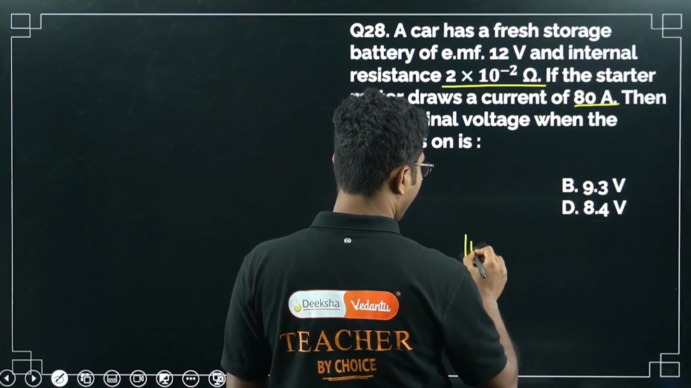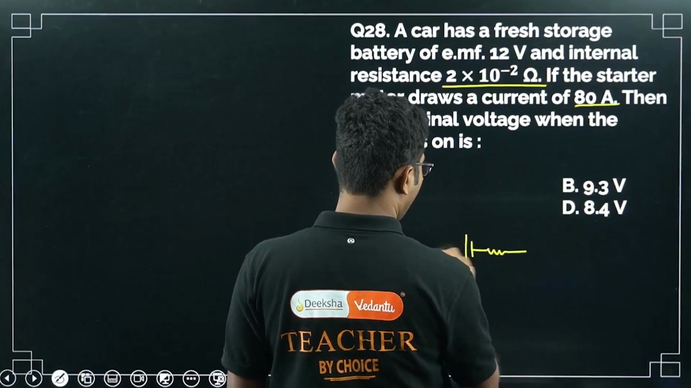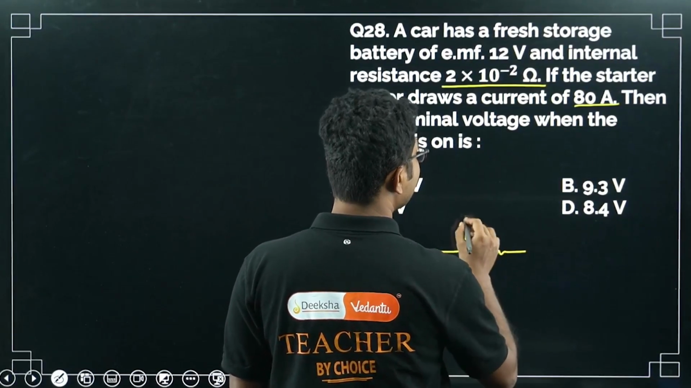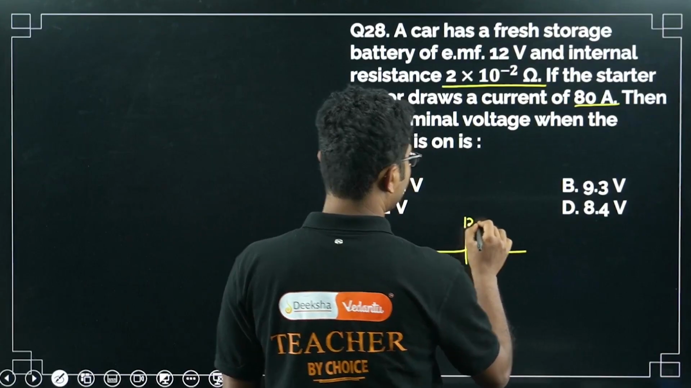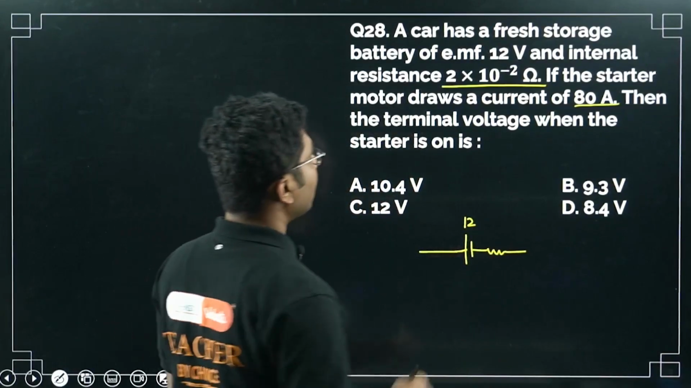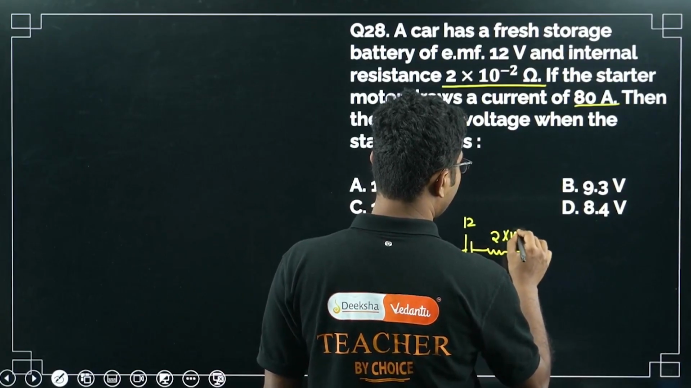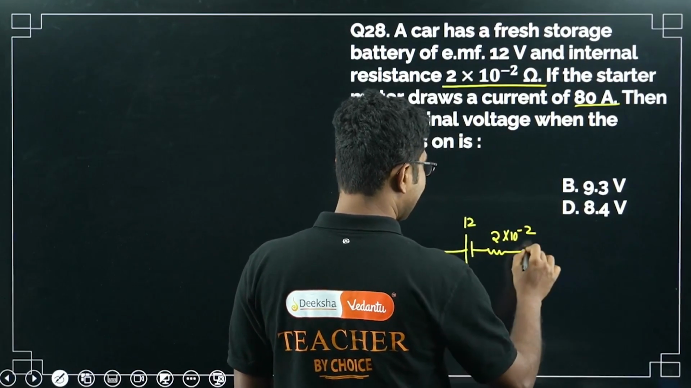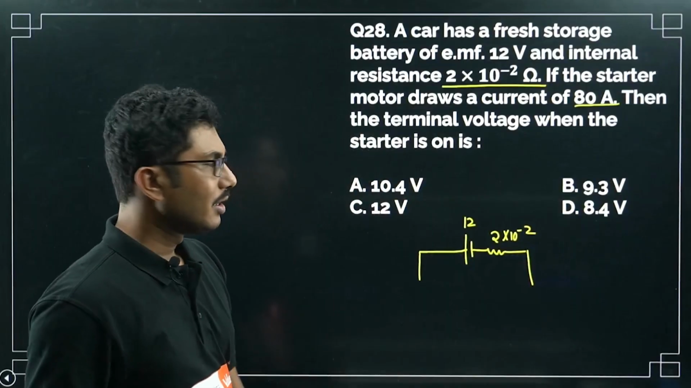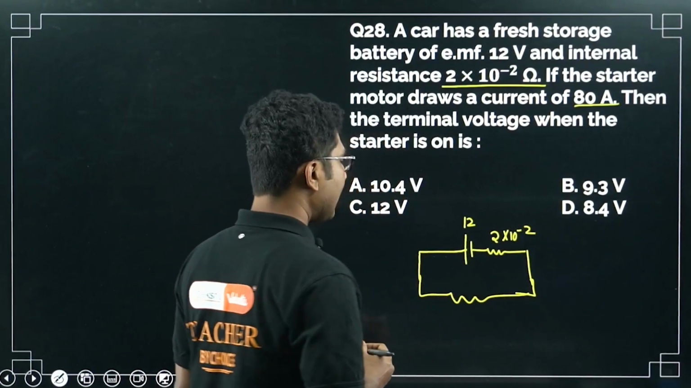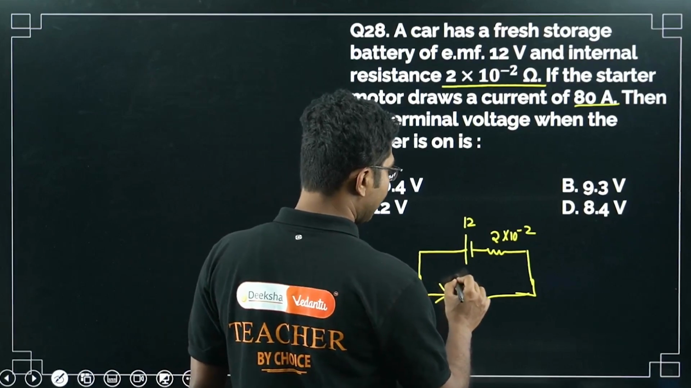So we have a battery, and in this battery there is a 12 volt power supply, EMF basically, and the internal resistance is 2 times 10 to the power of minus 2. When you connect it to the starter circuit, which is basically a resistance, you can consider that it is drawing a current of 80 ampere.